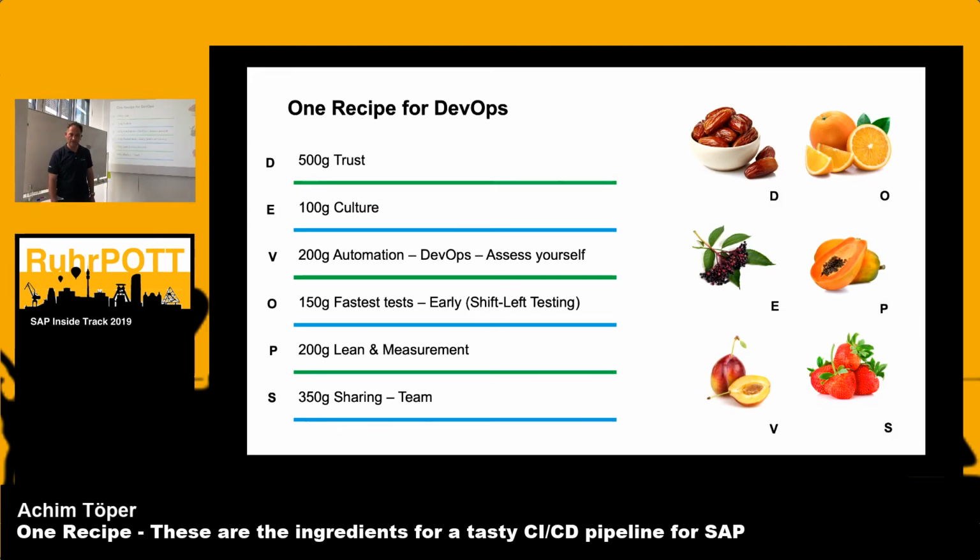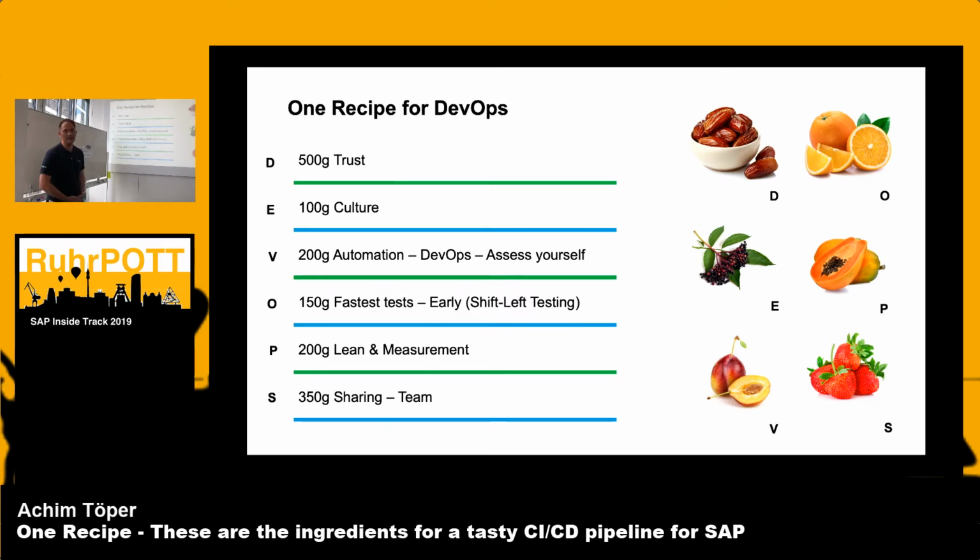So I try to take some fruits, and one is a medical plant here. I just saw it this morning that the elderberry is a medical plant. But however, we need 500 grams trust. We need 100 gram culture. Automation is very well needed.